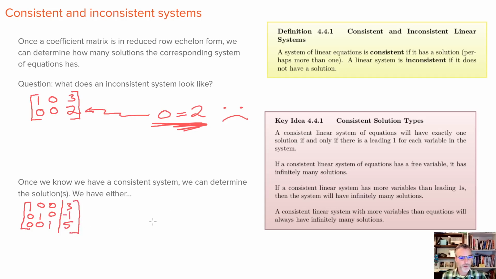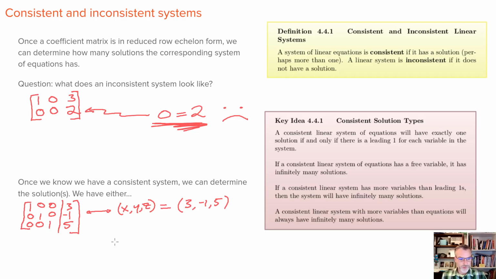So in this case, if we interpreted this as linear equations, I'd have x equals 3, y equals -1, and z equals 5. Great. It's consistent. That's the solution. We might write a solution as (x, y, z) equals (3, -1, 5). Great.